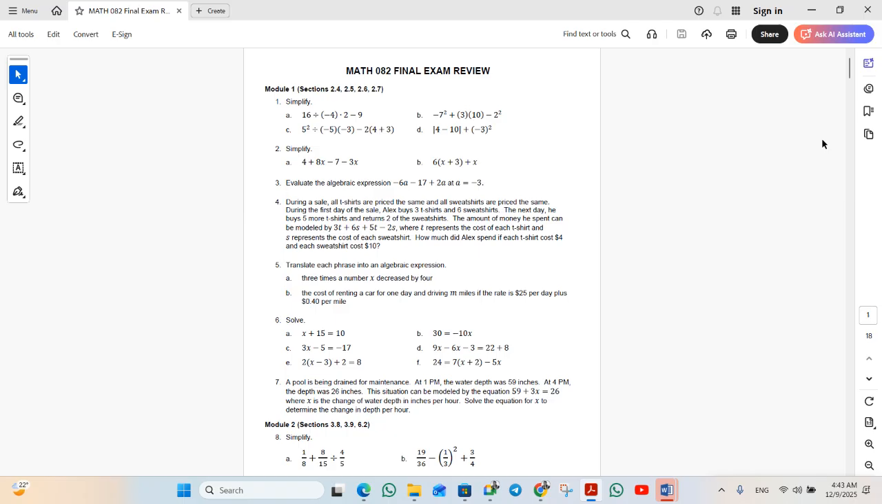D says 4 minus 10 absolute value plus minus 3 all that square. Now, the absolute value here means that you're going to compute what is in here and take the answer as a positive value. For example, even if this is a negative, it turns into a positive. Exactly.